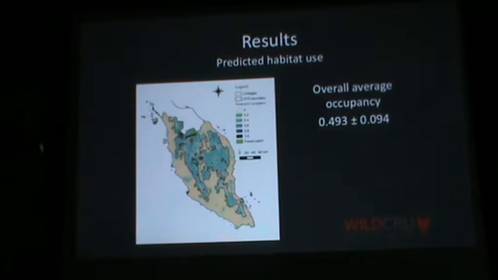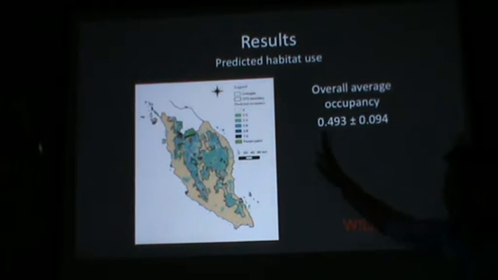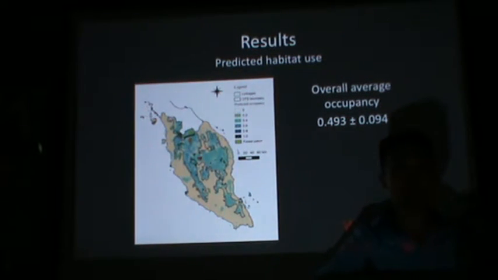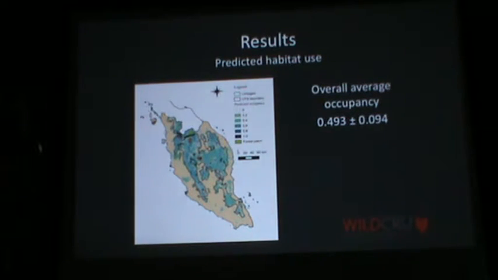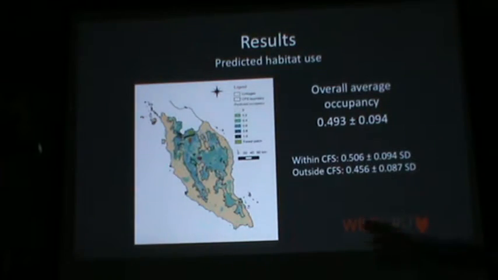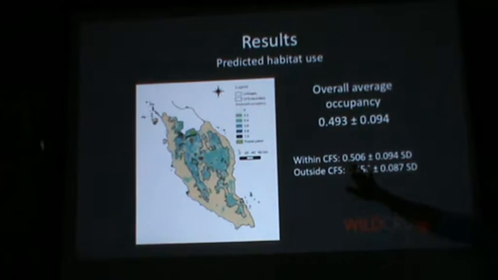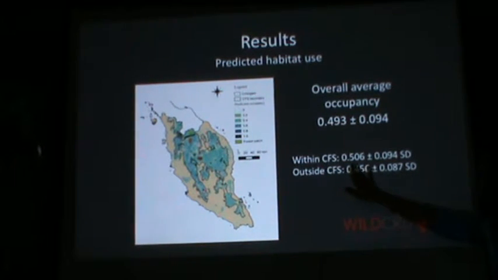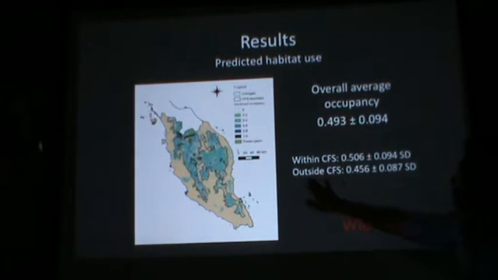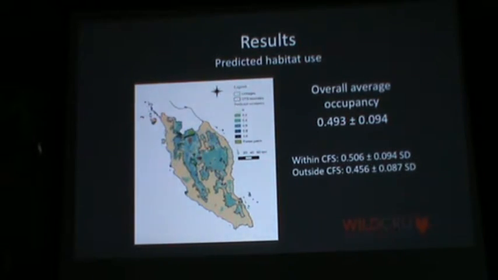So, habitat overall average occupancy, meaning what is the probability of the habitat being used? 49.3, meaning that about half the pixels are good habitat for the clouded leopard. And we see within the central forest spine, the one that is demarcated by the black lines, the habitat is a little bit more favored, okay, better, than that outside the central forest spine.